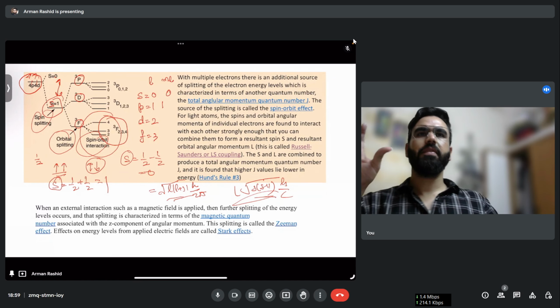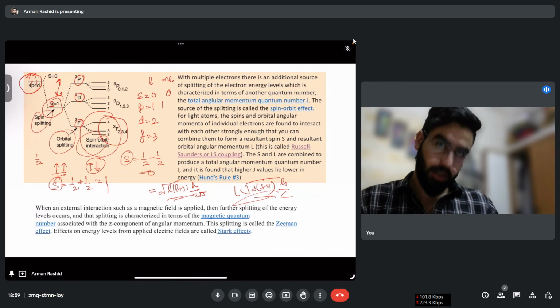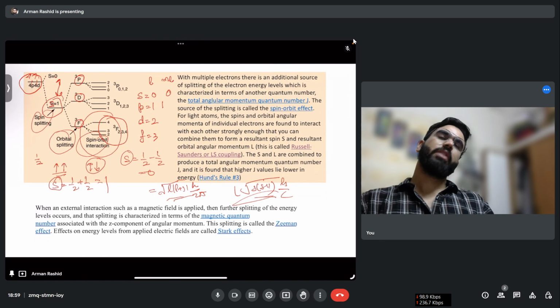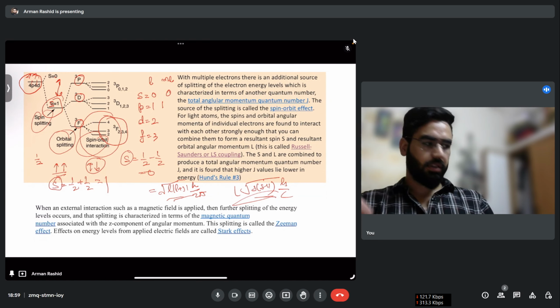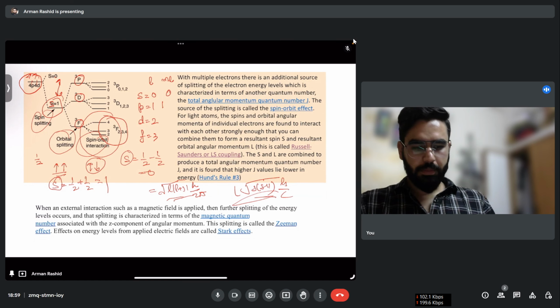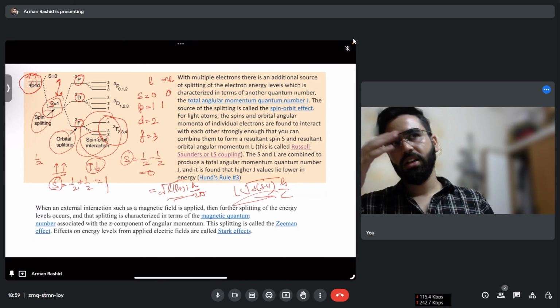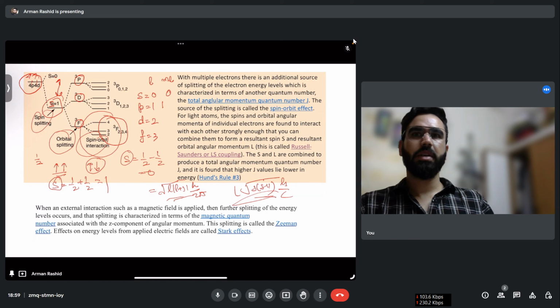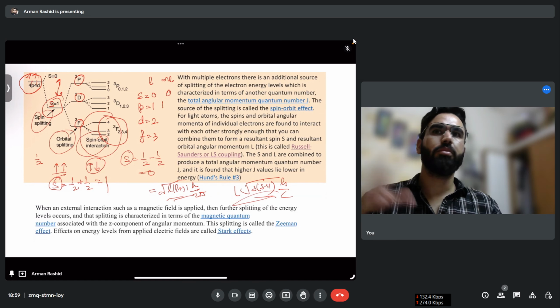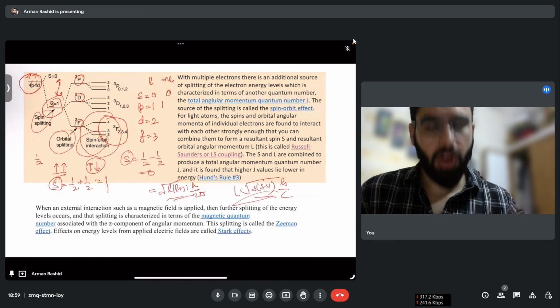So you have a Zeeman effect that occurs because of the application of an external magnetic field. We have a Stark effect, which happens because of interaction with the external electrical field. So now we have created an additional effect. Everything occurs because electrons have a magnetic moment, the spin and the orbital magnetic moment.